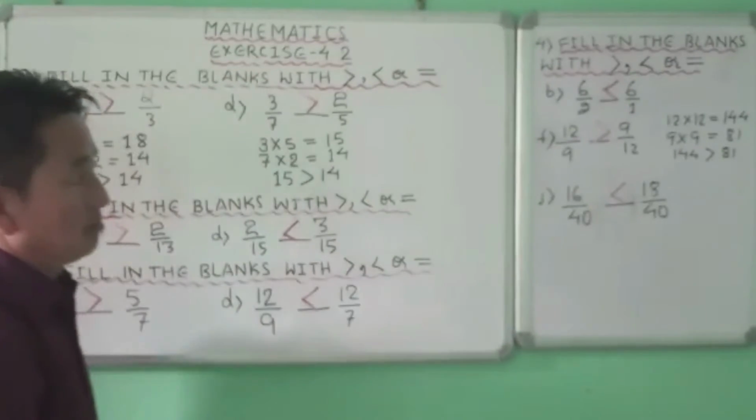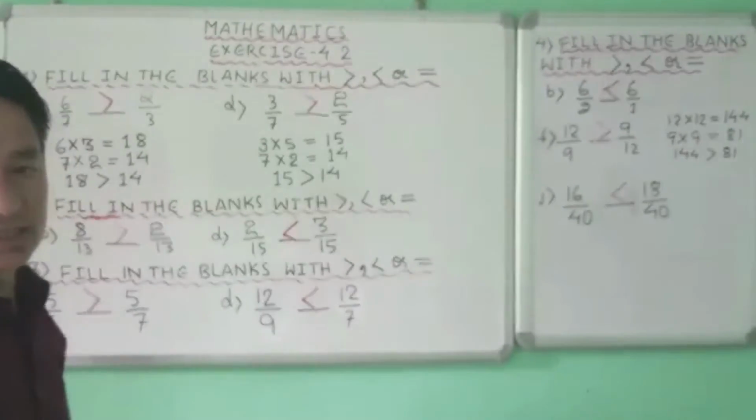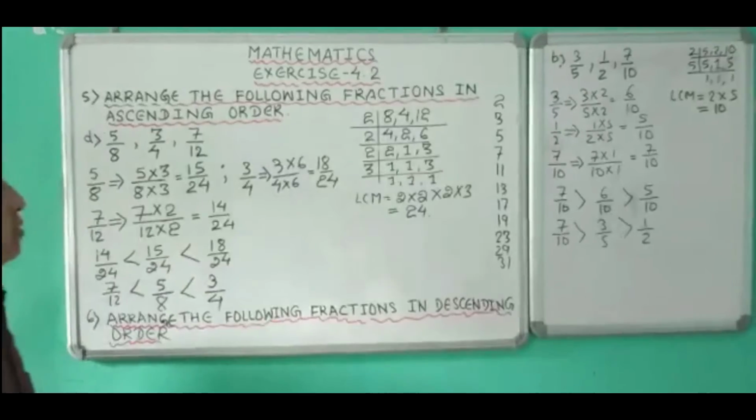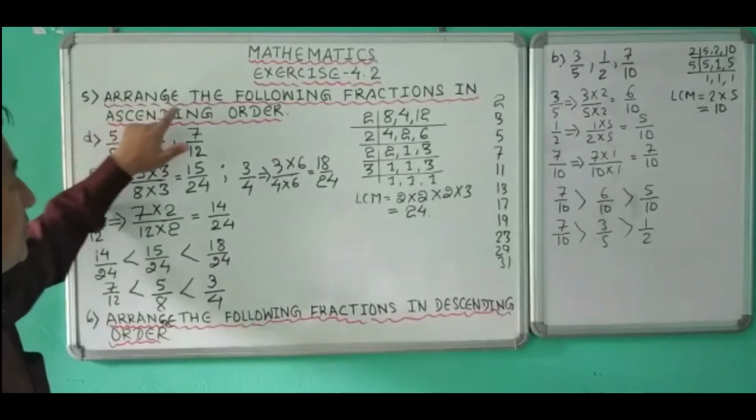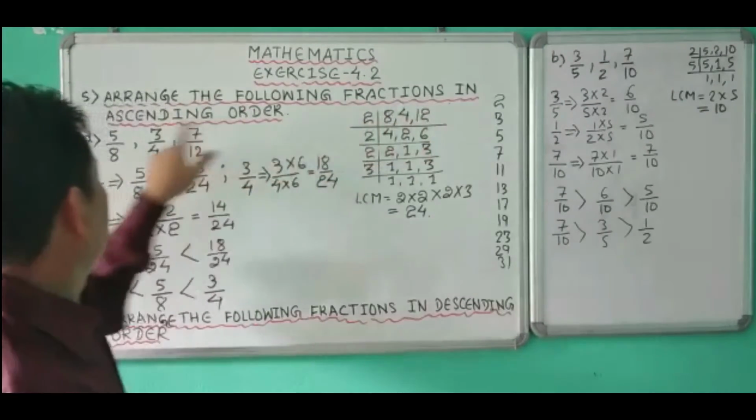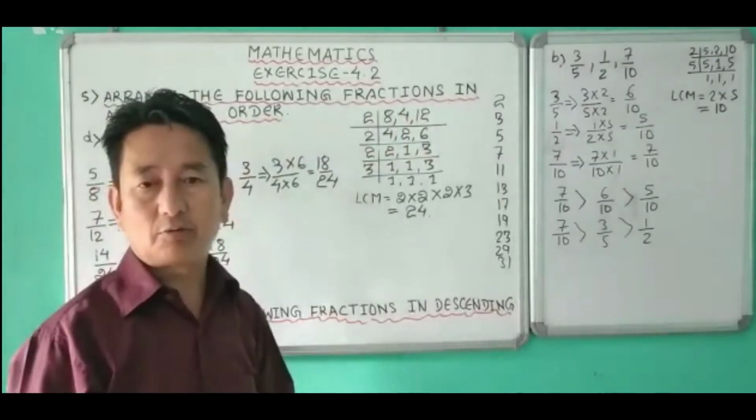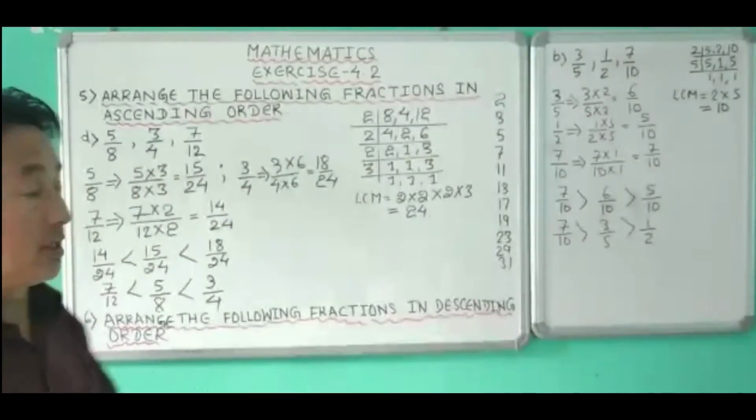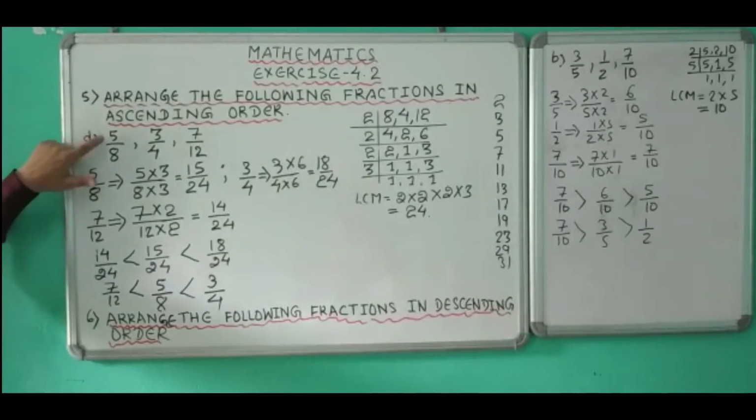And next, question numbers 5 and 6. Now we have question number 5. Arrange the following fractions in ascending order. Ascending order means smaller to greater. Question number D, 5 by 8.